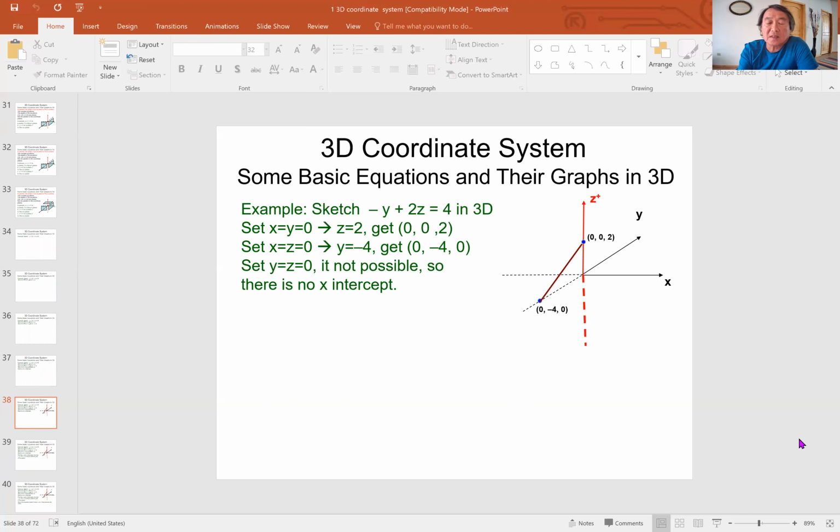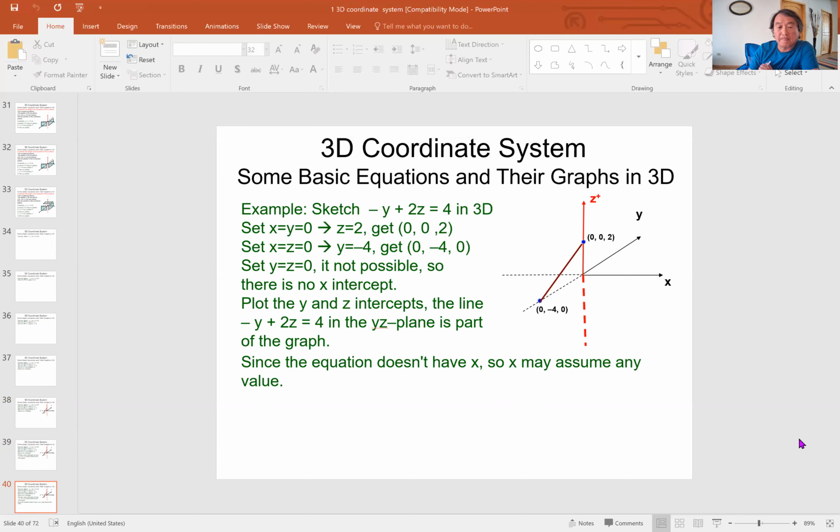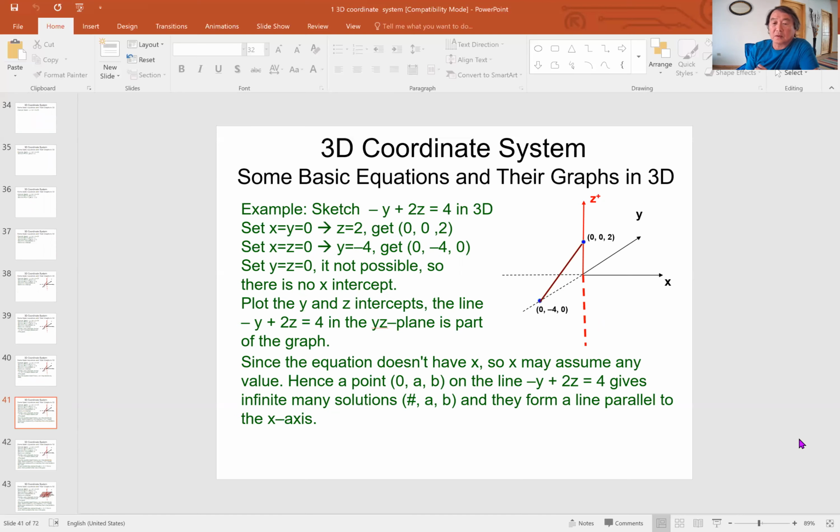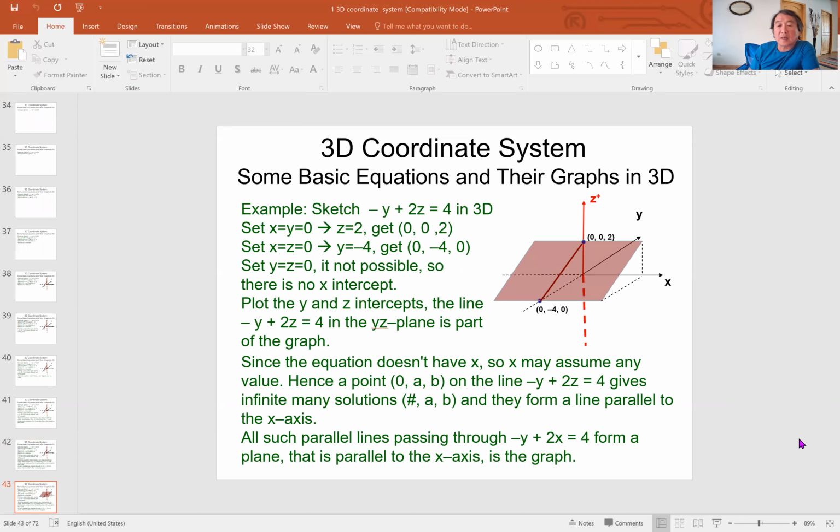Then notice that since x is not in the equation, x can take on any value. Therefore, the surface I'm going to get is formed by this particular line sliding along in the direction of the missing letter x. So in other words, that's what it's going to look like for these equations.